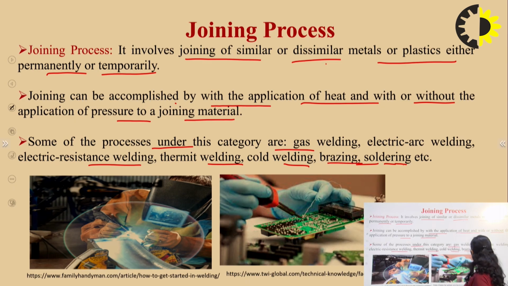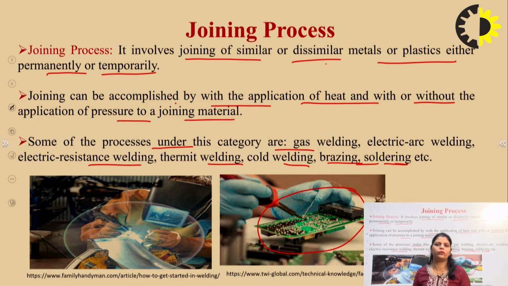Brazing and soldering basically are used for small joints. For example, you can see here we can use it in the case of motherboards. For the capacitors or the small joints, we can use soldering or brazing. And gas welding or arc welding are used for the large joints. Okay.